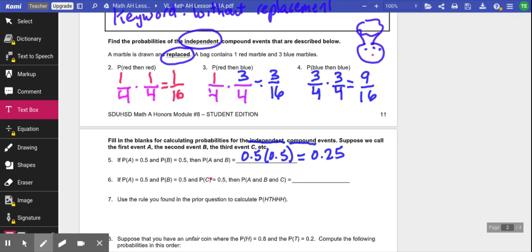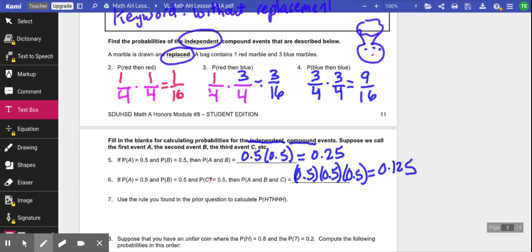Okay, it says A, then B, then C. We can have a bunch of events. We're just going to multiply our 3 probabilities. So here we're going to go 0.5 times 0.5 times 0.5. So we have a half times a half, we know is a quarter, and half of a quarter is an eighth. So here we get an eighth, or 0.125.